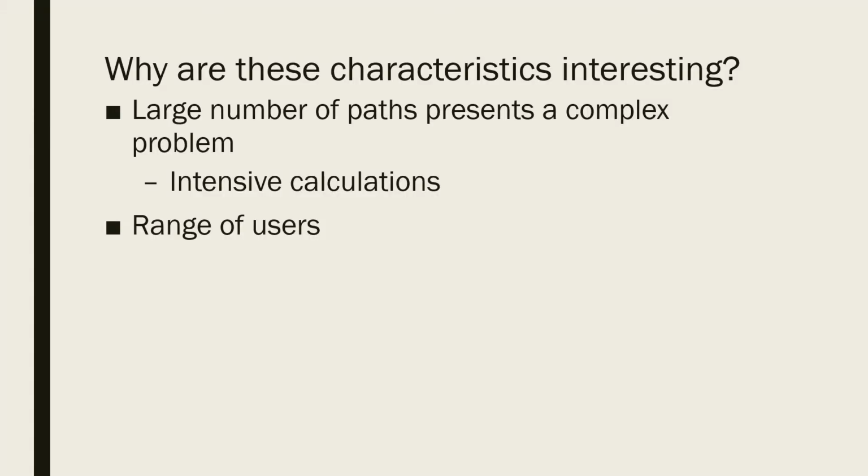So why are these characteristics so interesting? Well, with the 20 paths, the solutions that we will be getting are going to be very complex and will require a lot of computing power, as well as fine-tuning the required parameters and constraints of the functions that we subject this model to. Furthermore, because of the range of users, our model will have to satisfy the needs of two very distinct groups of people.